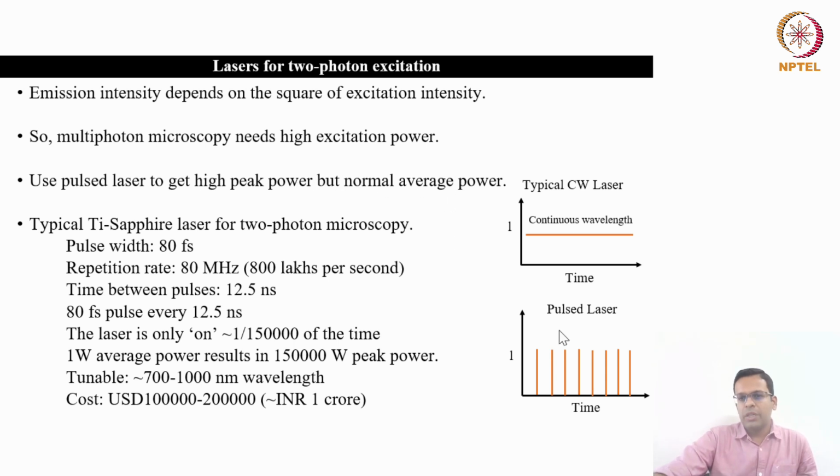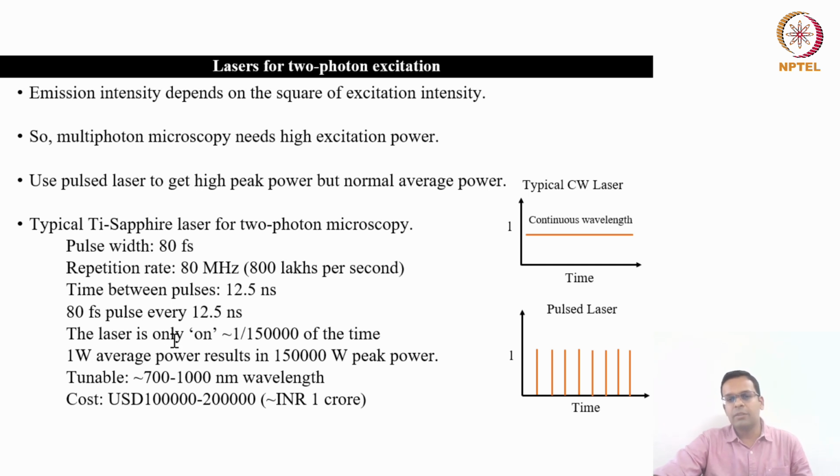In a pulsed laser, you see the illumination is by pulse. It's not a continuous illumination. This kind of laser is generally known as the Ti sapphire laser for two photon microscopy. And here are some physical parameters of this laser. The pulse width is 80 femtoseconds. The repetition rate is 80 million per second. Time between pulses is 12.5 nanoseconds. So an 80 femtosecond pulse every 12.5 nanoseconds.